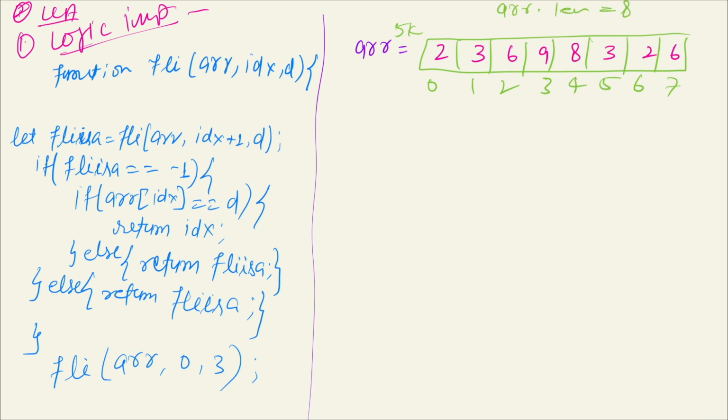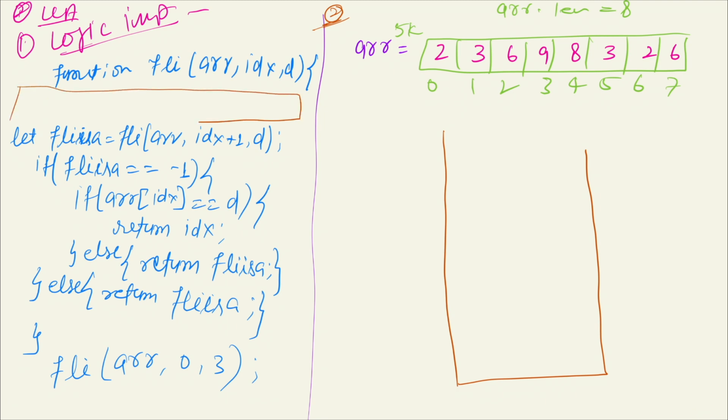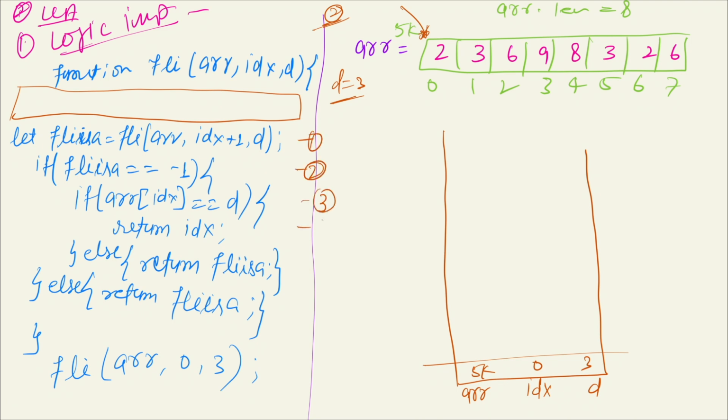Okay, so now we are going to create a stack. This is our second step, where we are doing the stack implementation or base case. So here we have to write our base case. This will be our array, here will be an index, and here will be the value of d. The initial value will be 5k, and index will be 0, and the value of d will be 3. This one is our first line, this one is second line, this one is third line, this one is fourth line, this one is fifth line, and this one is sixth.